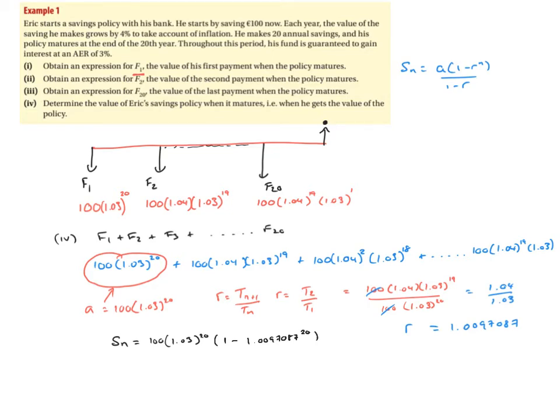All over 1 minus r, so 1 minus 1.0097087. You stick it in your calculator, guys, and you'll get S of 20, not S of n. S of 20 is equal to 3965.62, sorry, to 2 decimal places. So when this policy matures at the end of 20 years, Eric will have €3,965.62 in the bank. So hopefully that made some sense.